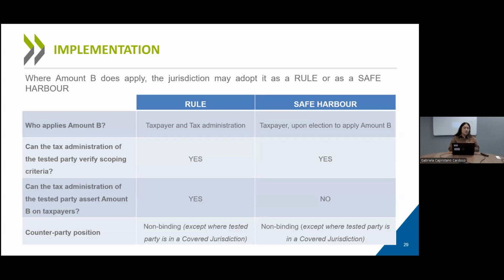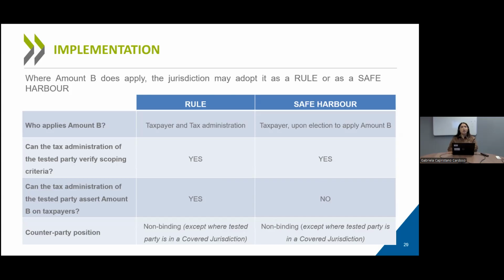The tax administration of the tested party jurisdiction can verify the scoping criteria regardless of whether the taxpayer has applied Amount B or not. And if the tax administration arrives at the conclusion that that transaction should be an Amount B transaction, then it can assert the application of Amount B to that taxpayer, even if the taxpayer has not initially applied Amount B. So that's different from when jurisdictions apply Amount B as a safe harbor. As a safe harbor, you have election of the taxpayer. So the taxpayer can choose to apply Amount B or not.